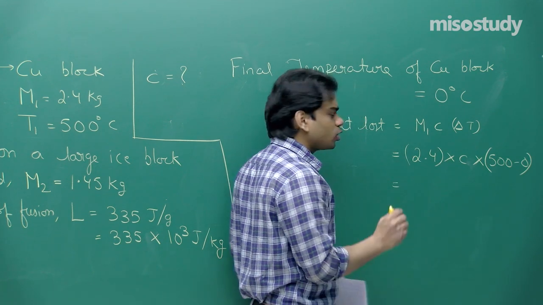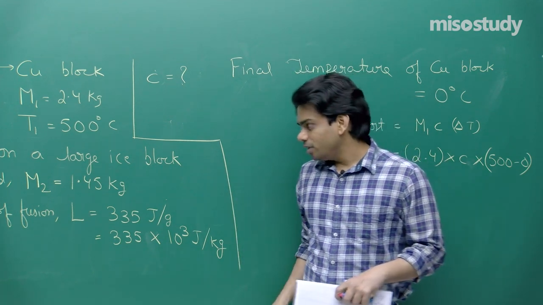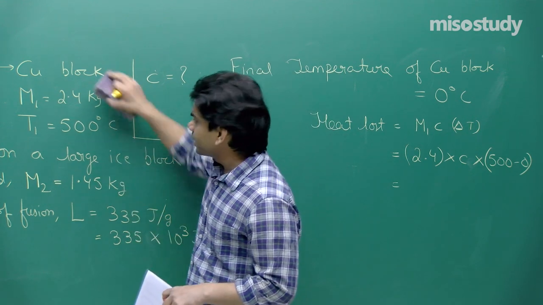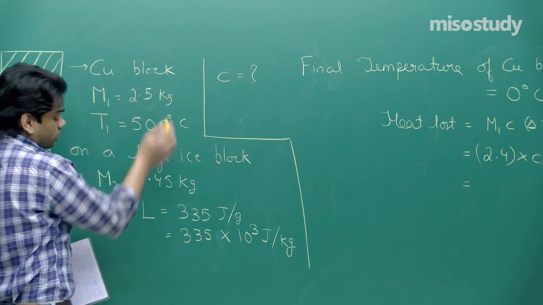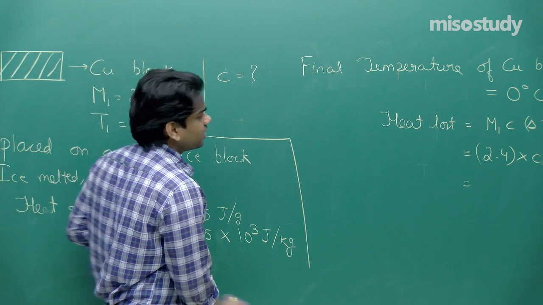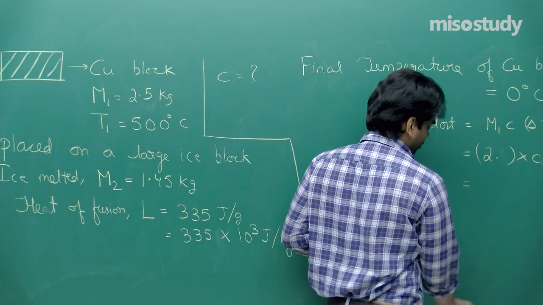Now, first of all, to make the calculation simpler, let me change some values. Let me take this as 2.5 kg, this would be better so that we can solve the question more easily. And let me keep the mass here as 2.5 kg.